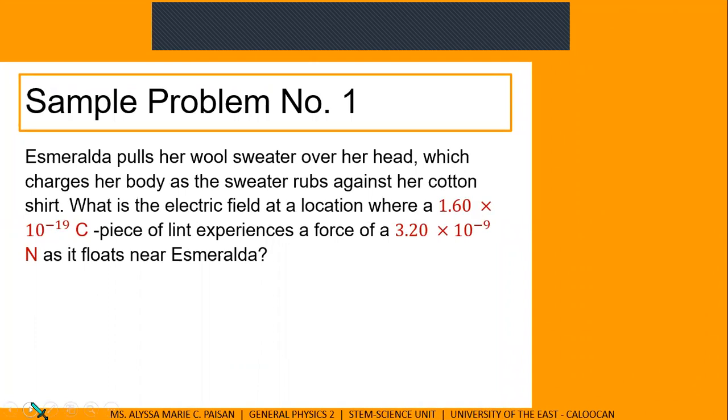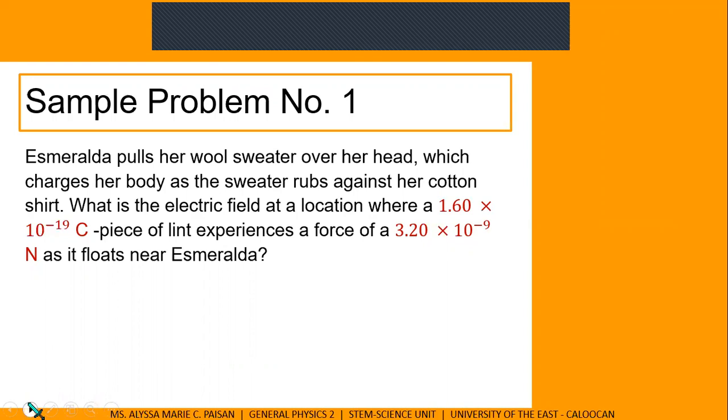Let's have sample problem number 1, which is from the module uploaded in your Canvas. According to this, Esmeralda pulls her wool sweater over her head, which charges her body as the sweater rubs against her cotton shirt. What is the electric field at a location where a 1.60 times 10 raised to negative 19 coulomb piece of lint experiences a force of 3.20 times 10 raised to negative 9 Newton as it floats near Esmeralda, no? So, lint lang yan, pero parang alikabok lang yan, o kaya himulmul lang yan, pero may charge.